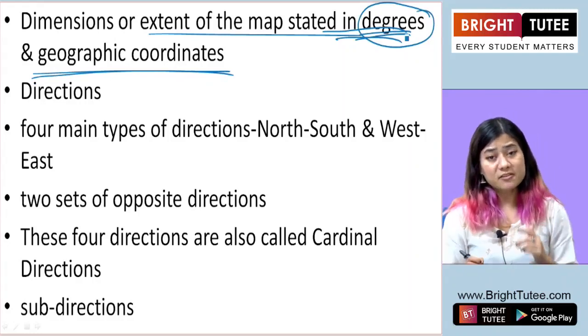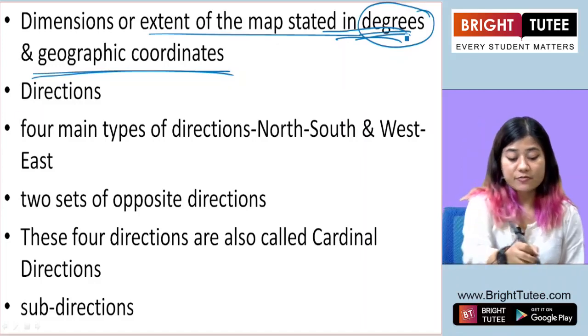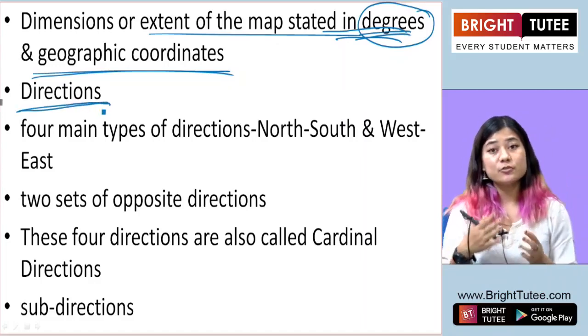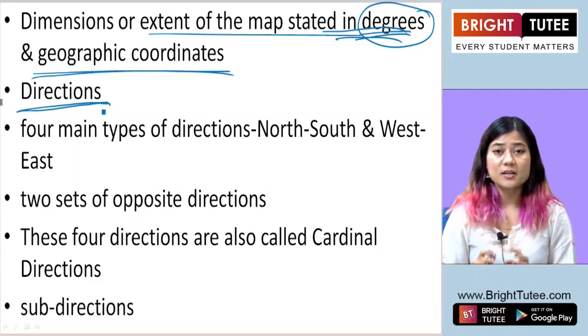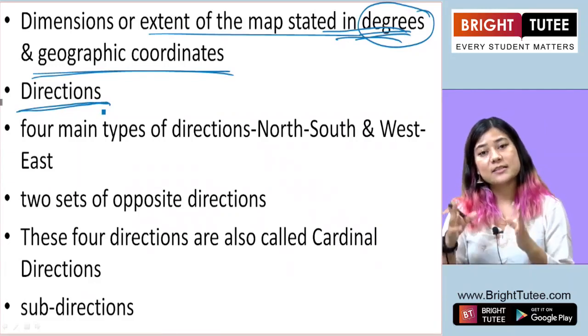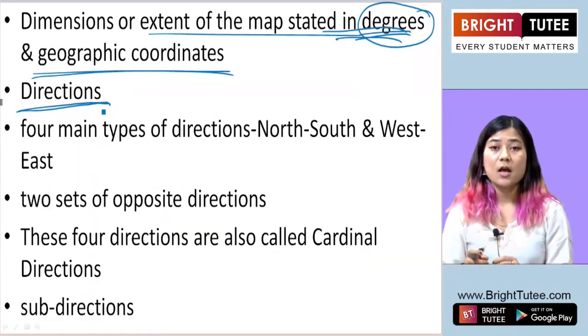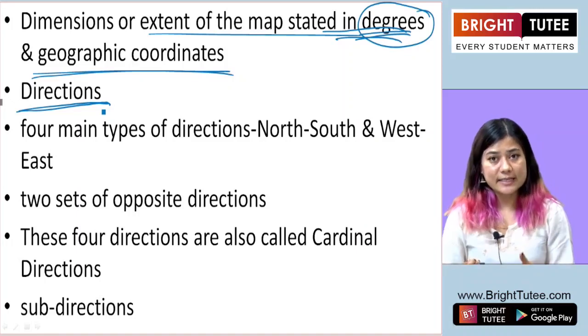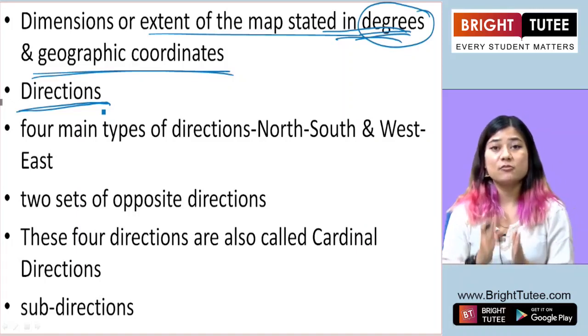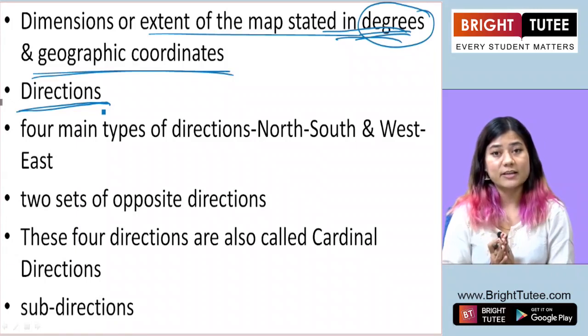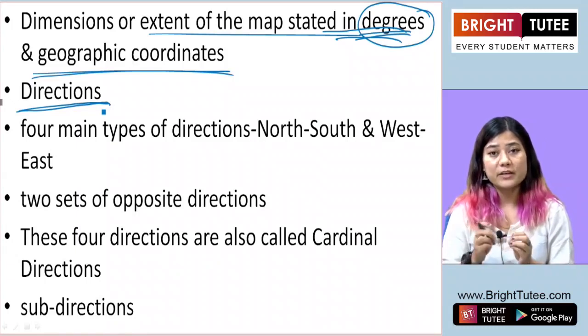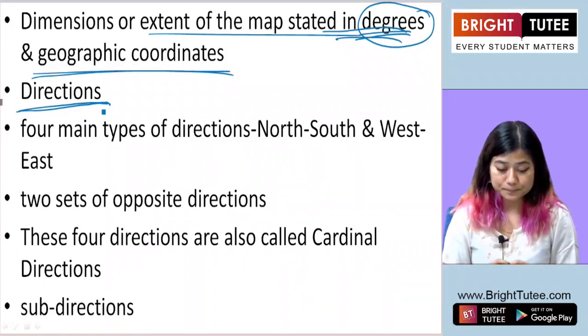Okay. And another important parameter is direction. It has to be made in such a manner that they are in the exact direction that they are located. For example, is it in the east? Is it in the south? Is it in the north? Alright, so all those directions are also very important for map making.